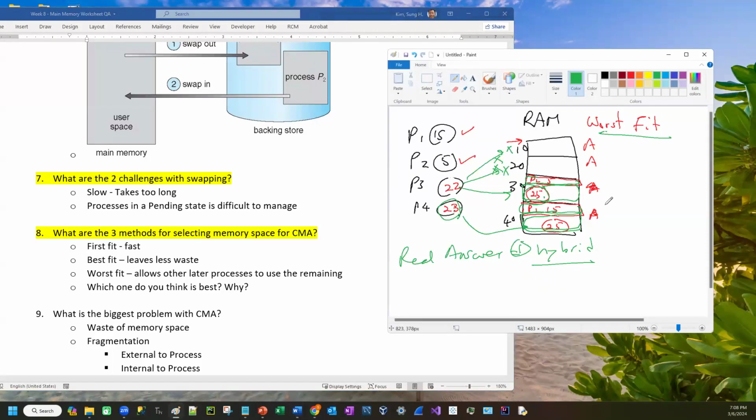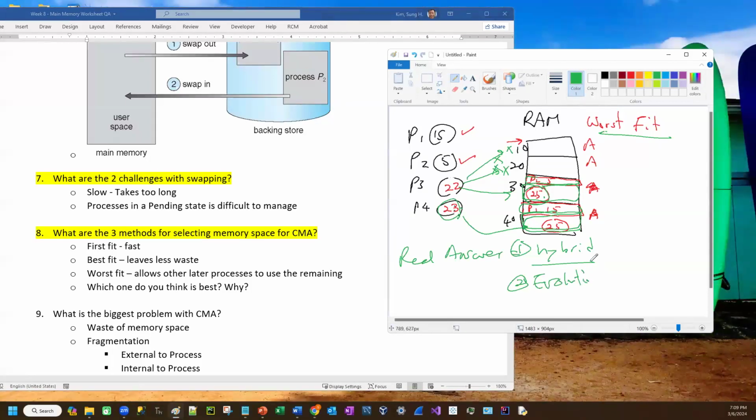So in practice, your operating system will use the hybrid. But even better, it needs to be evolutionary, right? Or I should say maybe it changes.